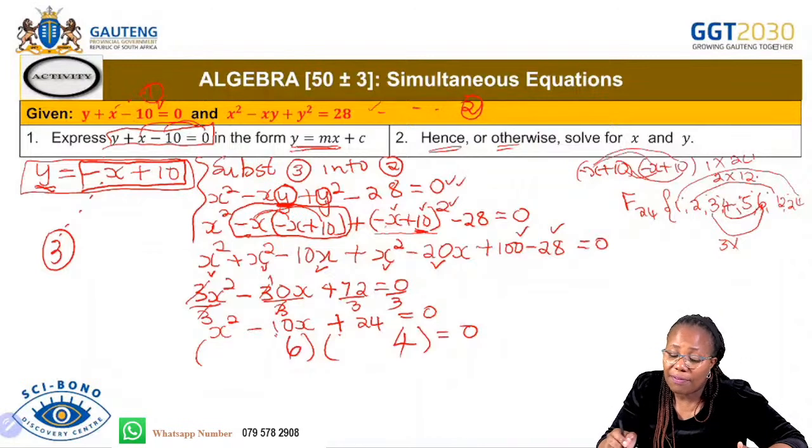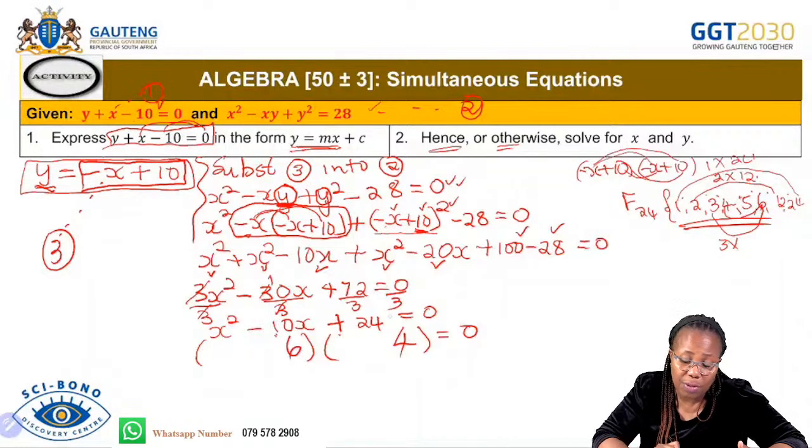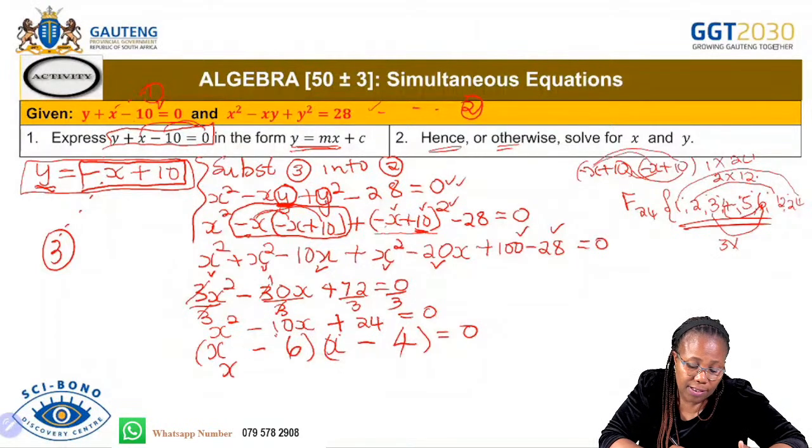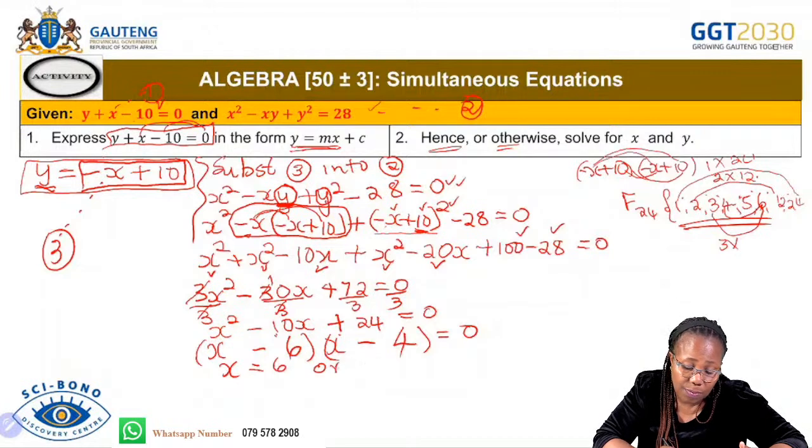So after identifying the factors, choose the ones that fit your trinomial. We have factors of 24 that, when you add, give you minus 10. So 6 and 4 are the ones that are working. And they must both be negative because you need a minus 10. You know, a negative times a negative will be a positive. Then therefore, this is (x minus 6)(x minus 4). So the first x value will be equal to 6, or the second x value will be equal to 4.